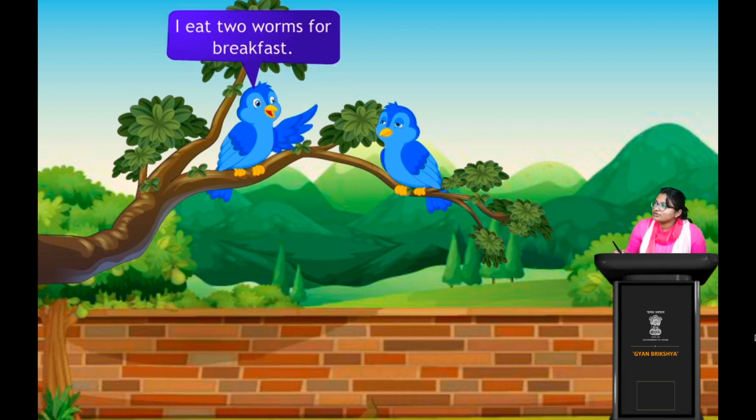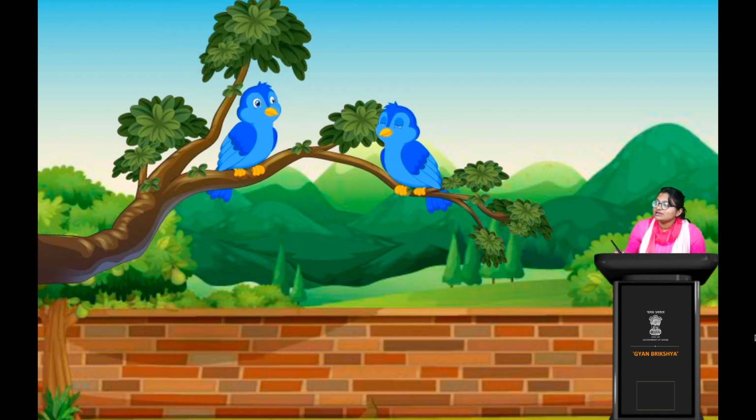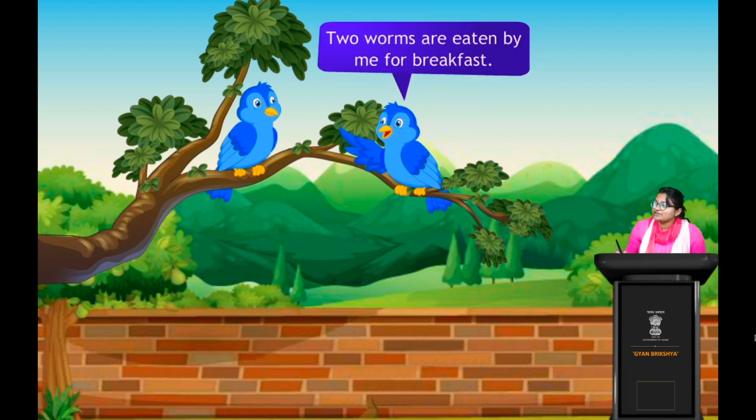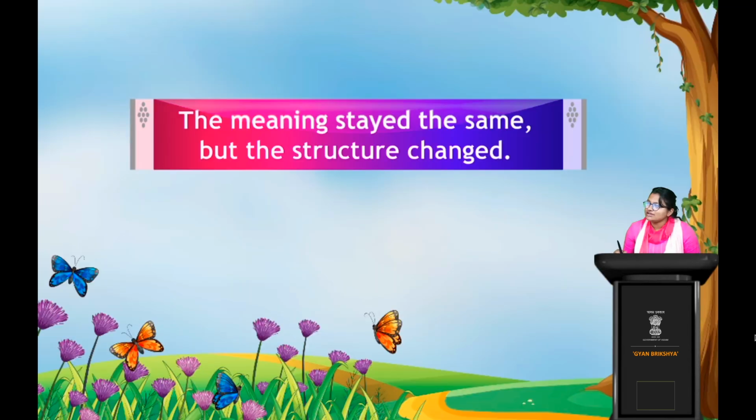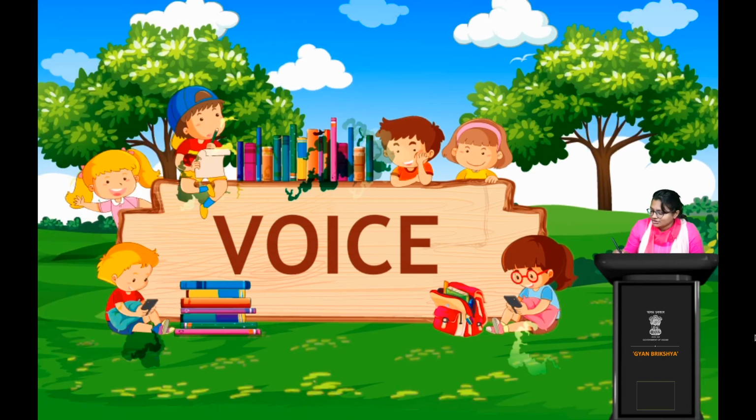Now let's look at the dialogue between the two birds. I eat 2 worms for breakfast. This is active. Passive becomes 2 worms are eaten by me for breakfast. So these are different tense structures in English, but the meaning remains the same. The change from active to passive is just in the sentence structure. There is no change in the meaning of the sentence. Meaning টা কখনো বদলায় না, শুধু সেন্টেন্সের স্ট্রাকচারটা চেঞ্জ হয়, তাই তো?